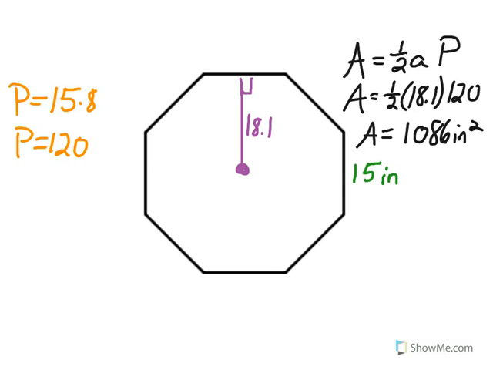Okay, here's the solution. The perimeter is 15 times 8 because it is an 8-sided figure. 15 is the length of each side. 15 times 8 is 120 inches. The area is 1/2 AP. A, in this case, the apothem is 18.1. The perimeter is 120, which we just found. Doing that arithmetic, we get 1,086 inches squared. Please pause the video, check your answer, and copy this into your notes.